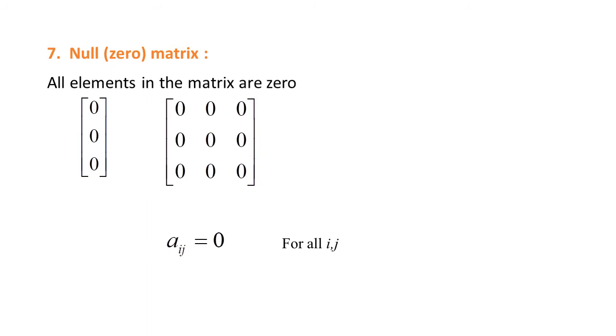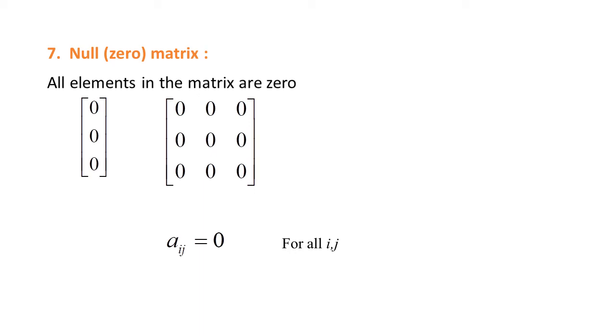Seventh one, null or zero matrix. Null matrix or zero matrix. All elements in the matrix are 0. It's a very easy matrix. So all the entries are 0, means it is a 0 matrix. It can be of any order. So it can be 3 cross 1, or it can be 2 cross 2, or it can be 3 cross 3. When you see all the numbers inside the bracket is 0, it is called as a 0 matrix or null matrix.